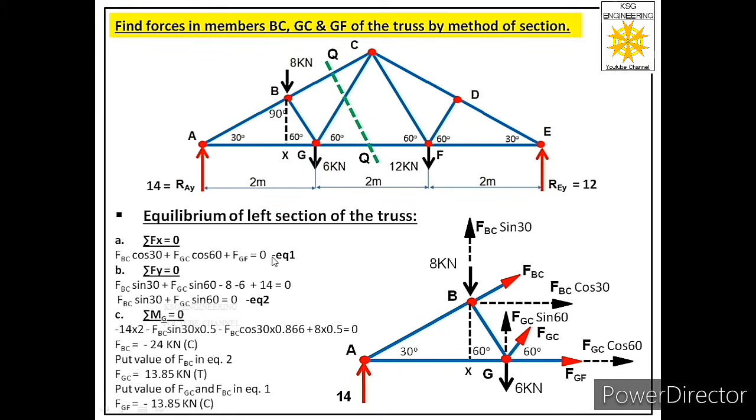So we have found the forces in these three members of the truss. So I hope this answer is clear to you.